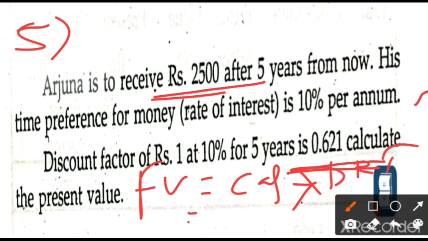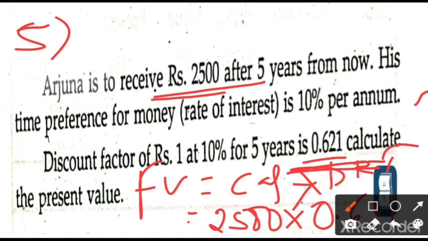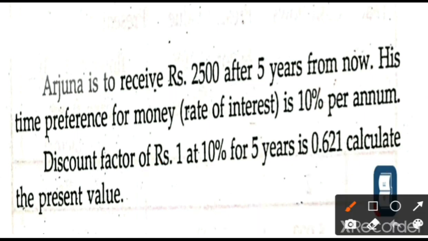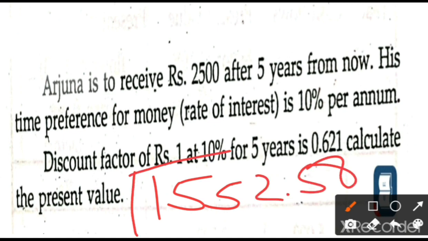So cash flows is 2,500 into the discounting rate 0.621. Then we will get it. The final answer is 1,552.50 paisa. So this is the final answer.